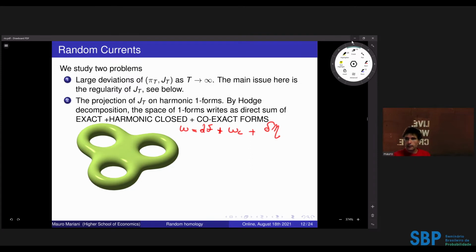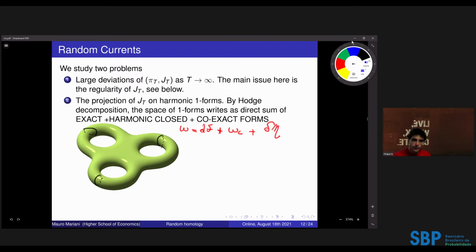If you want, it's just the kernel of the Laplacian on one forms. So what is the idea here? If I have this manifold like this, for instance, I can make some curves, like this one. It's not important. This is a very non-canonical construction. I really specify some curves. This one, then there are these curves.